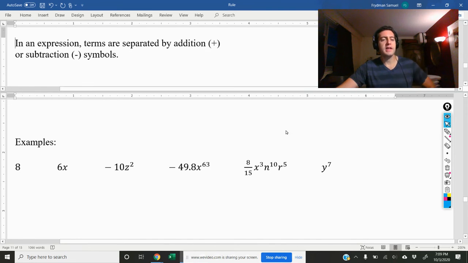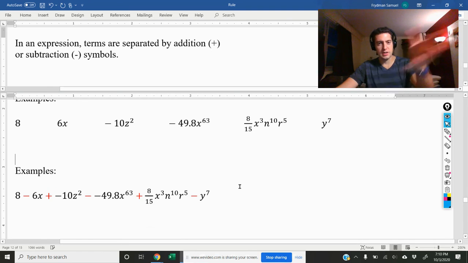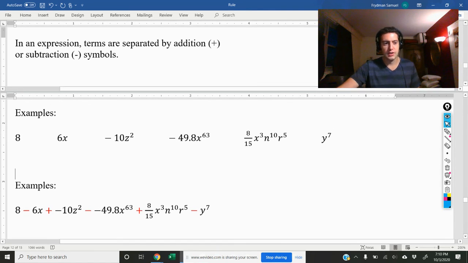Here's the last thing we'll say. In an expression, terms are separated by addition or subtraction symbols. So let's take these terms that we have here and throw some addition and subtraction symbols in there. I just threw them in randomly. I didn't really pay much attention to whether I wanted to put a minus sign first or a plus sign first. Okay, so these addition and subtraction symbols are what separate the terms in an expression. This whole thing would be called an expression. So I still have the same terms in here, they're just separated by the addition and subtraction.